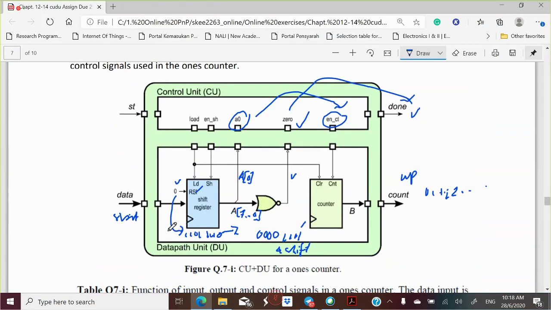Go back. Oh, here. This is B, this is A. So B is self. Actually, B is just count up, right? So that's why you start from 0, 1, 2. The A is shift. Yeah, A is shift. That's why.